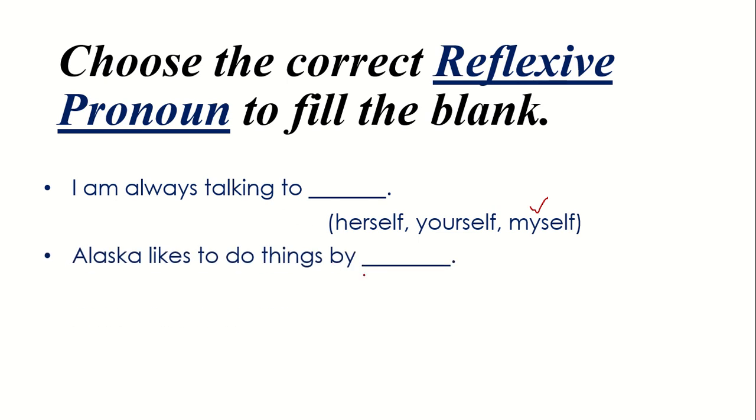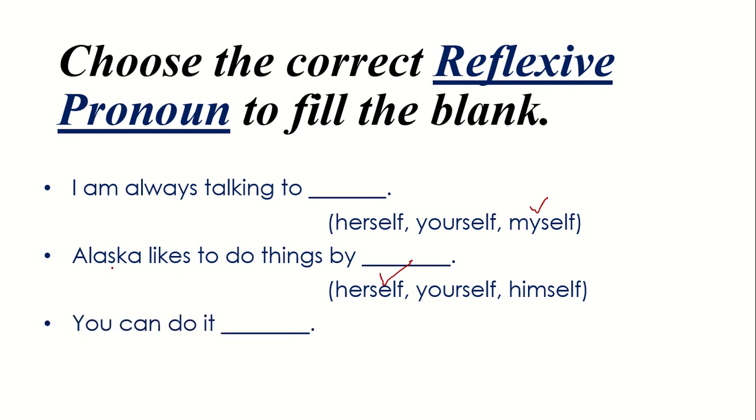Alaska likes to do things by herself. So again, this action is referring back to the noun or the subject. You can do it yourself. So these are all the reflexive pronouns that we use in our sentences to reflect back an action that has been performed by a subject. This is all for today's class.